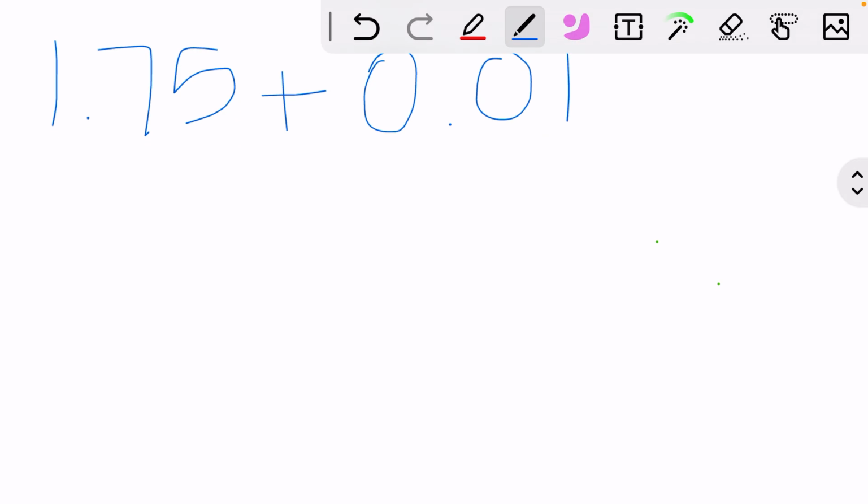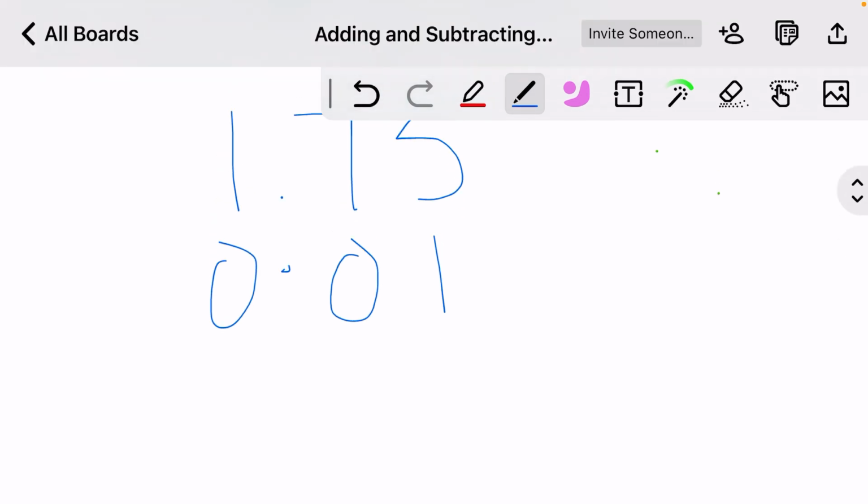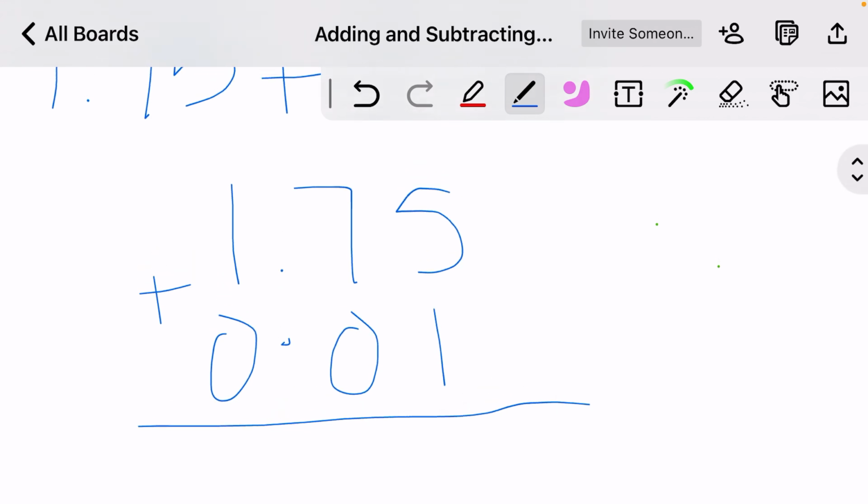What I'm going to do is write that vertically, and make sure that the decimal points in both of these numbers are right on top of each other. So we've got 1.75 right there, and then 0.01. Now both decimals are lined up, set up vertically, with the decimal points right on top of each other.